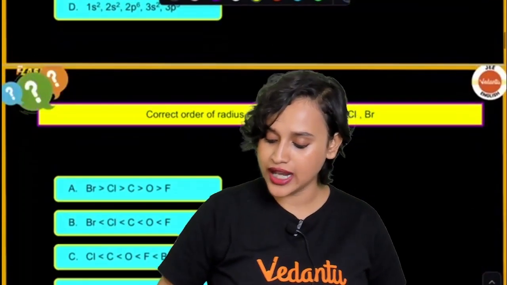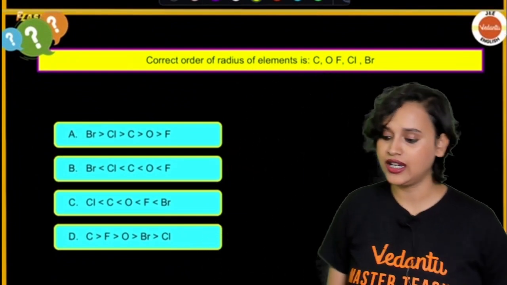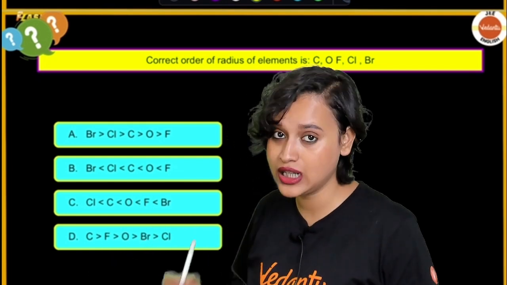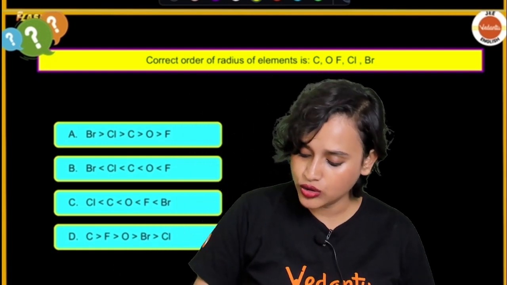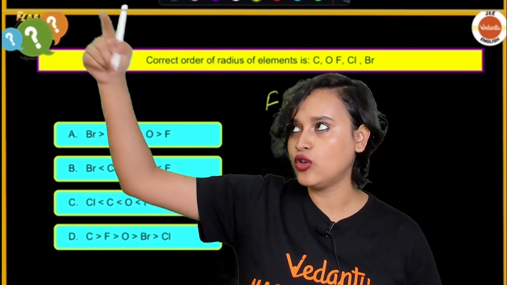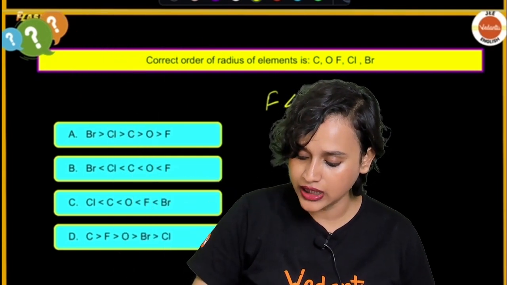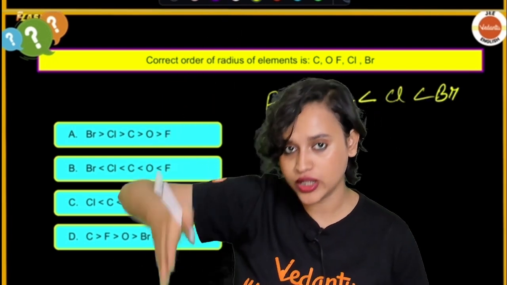Let us move on to the next question, everybody. The next question is, correct order of radius of elements is C, O, F, Cl, Br. Which one will have the largest radius and which one will have the lowest? Now we all know that fluorine will definitely have the lowest. B, C, N, O, F, right? So fluorine, then oxygen, then carbon, then chlorine, and then bromine, because top to bottom will also act, right?